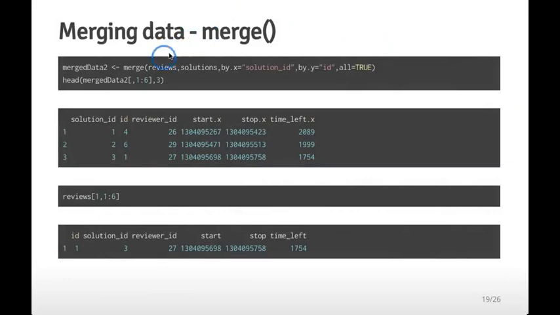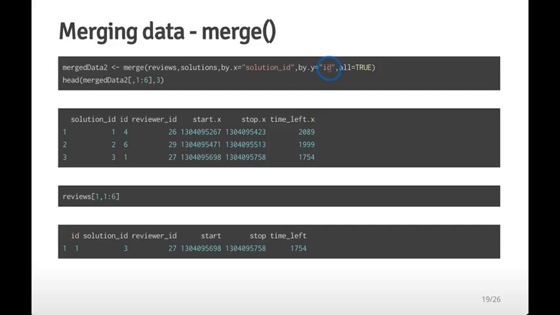So what we do here then is use the by.x and by.y commands. Basically, we pass the data frame reviews and the data frame solutions to the merge command. And what we would like to do is merge them on the basis of, in the reviews data set, the solution underscore ID variable, and in the solutions data set, the ID variable.